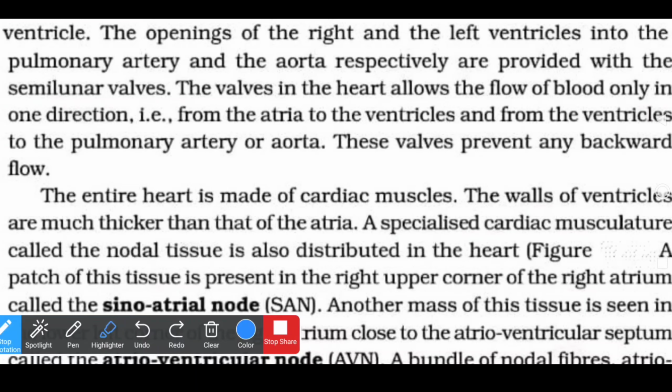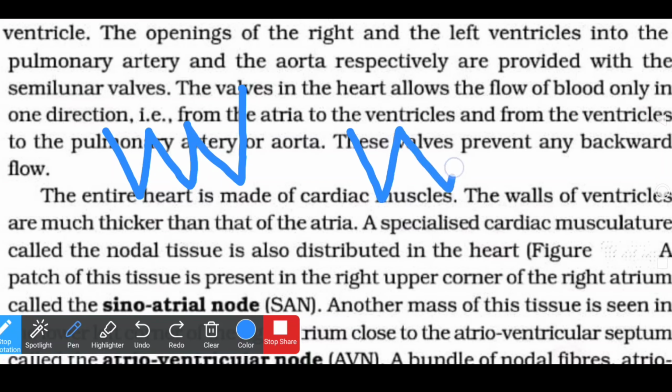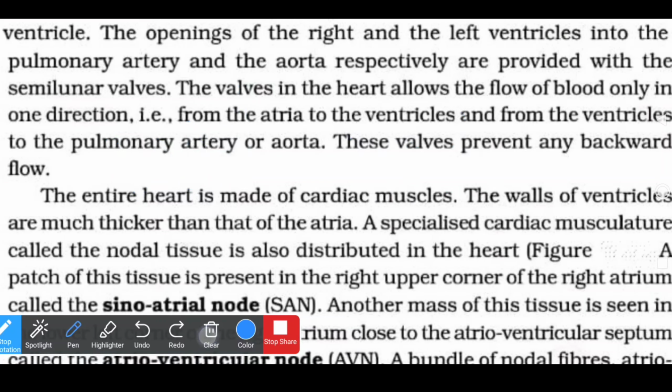Okay, the tricuspid valve has a structure like this, a V and a W, whereas a bicuspid valve has the structure of a normal W. Okay, so you can go through.